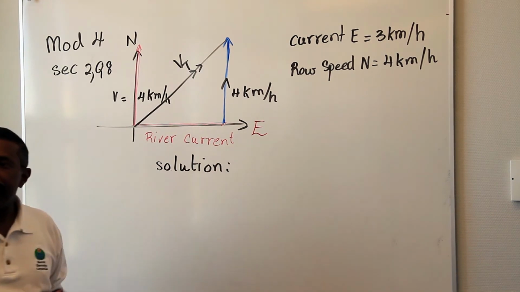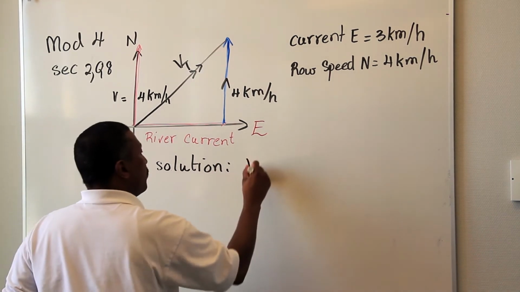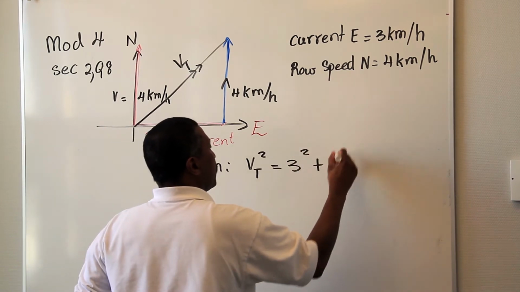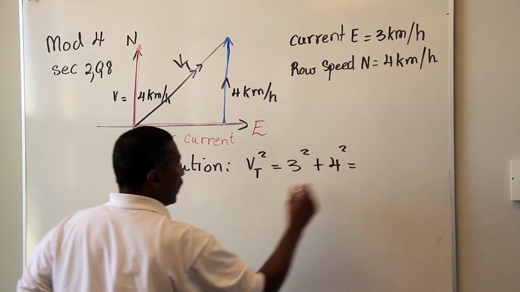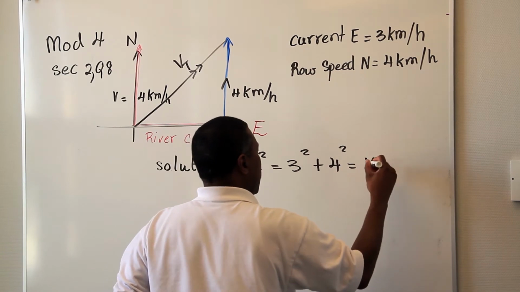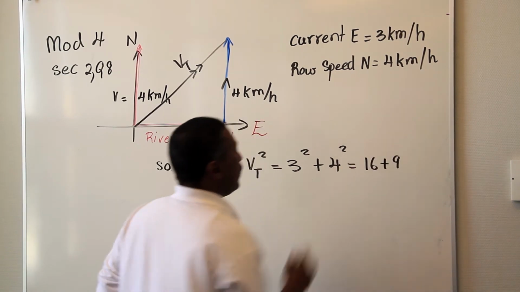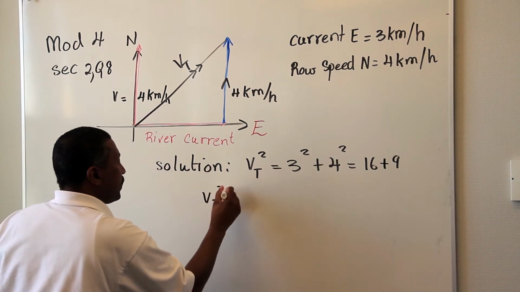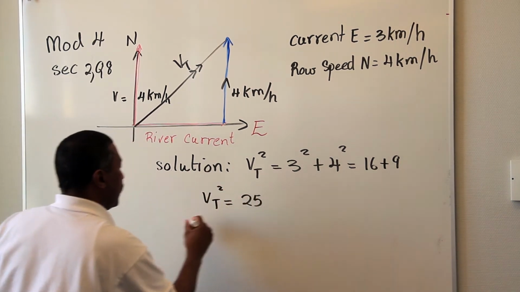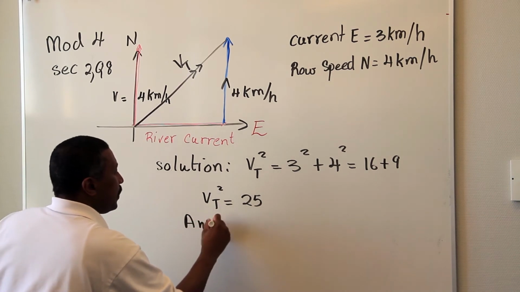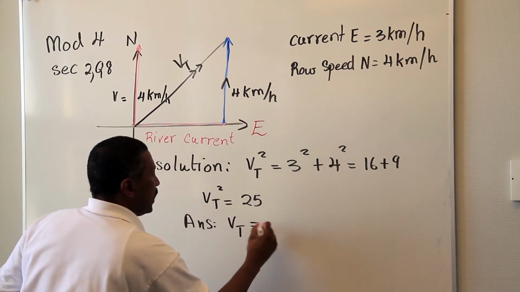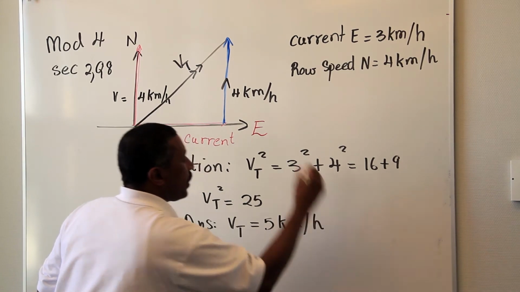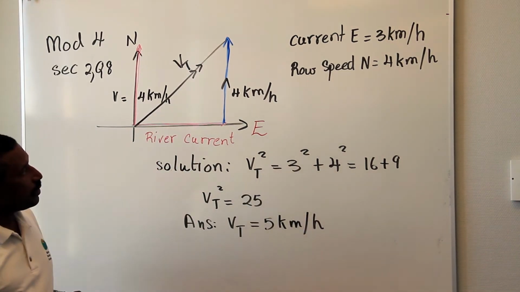the solution simply becomes a Pythagoras question. So v sub t squared will be 3 squared plus 4 squared, and that will give you 16 plus 9. I've kind of reversed those for you. So v sub t squared is equal to 25. And what is the answer? Her net velocity is going to be 5 kilometers per hour across the river.